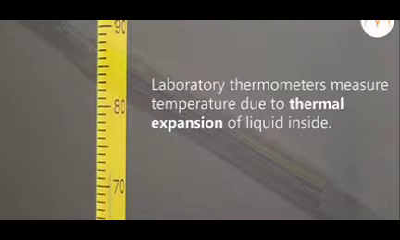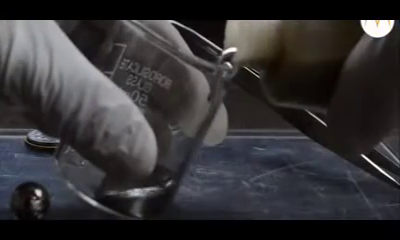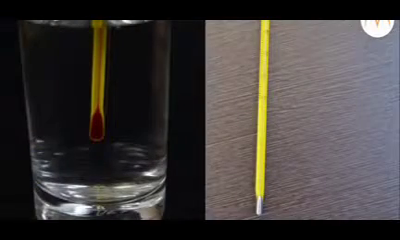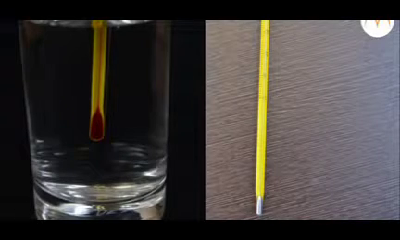Thermometers measure temperature due to thermal expansion of liquid inside. It can be either mercury or alcohol. Mercury, though a metal, is liquid at room temperature. Thermal expansion means increase in a volume of a substance due to increase in its temperature.